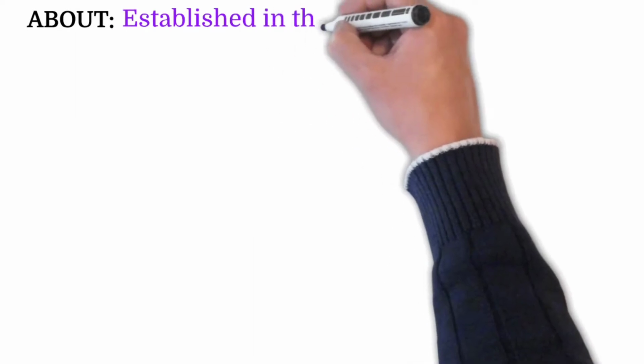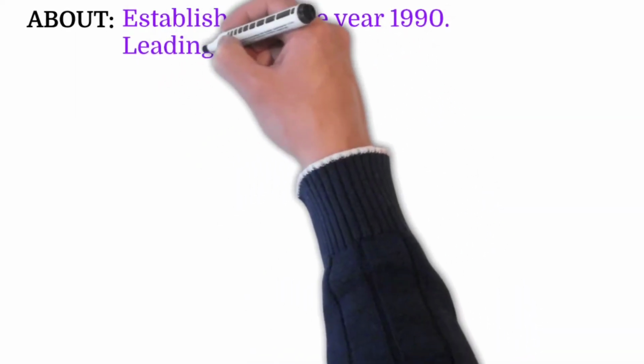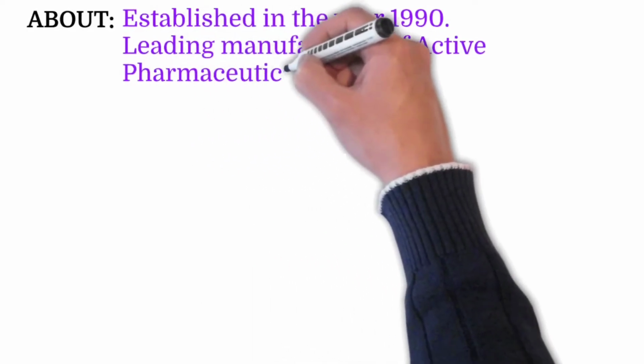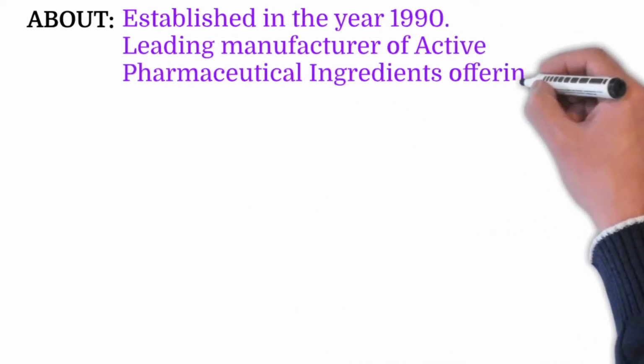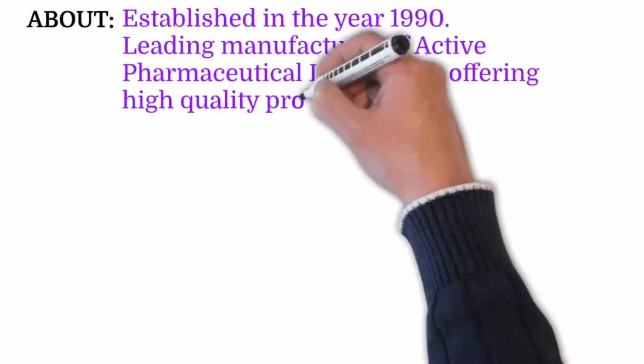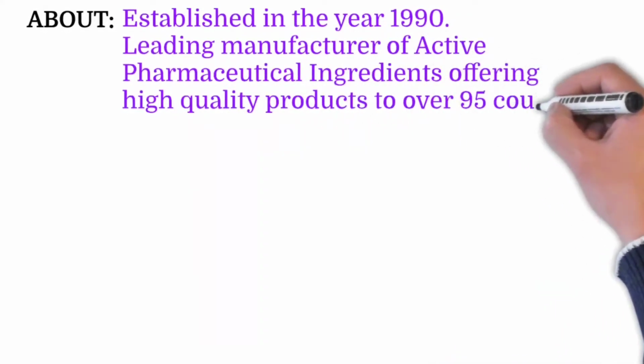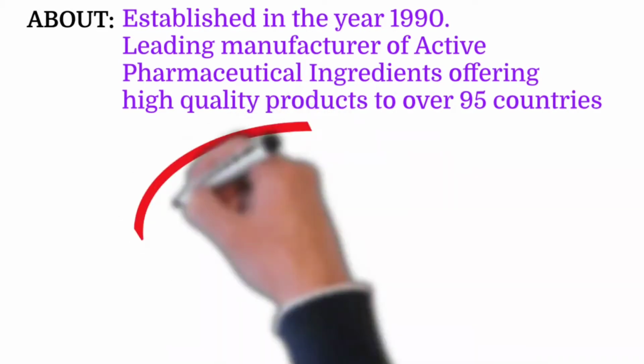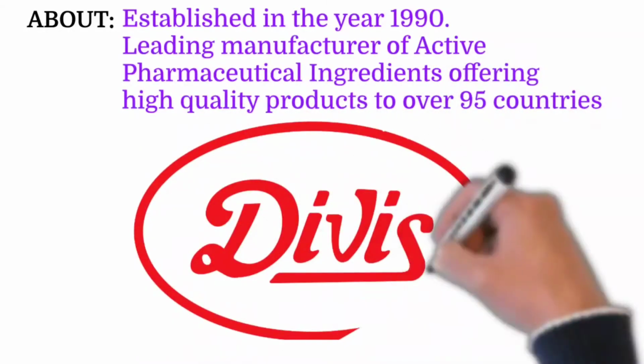Today we are going to talk about a pharmaceutical company which was established in the year 1990. This is an Indian company headquartered in Hyderabad. It's a leading manufacturer of active pharmaceutical ingredients offering high quality products to over 95 countries. And this stock that we're talking about is none other than Divi's Lab.